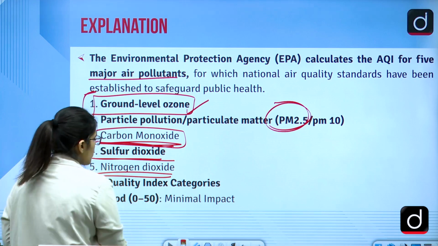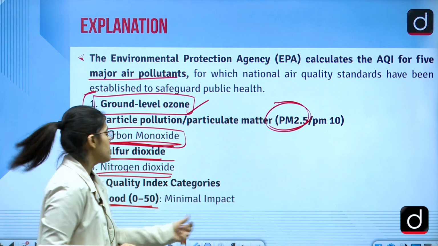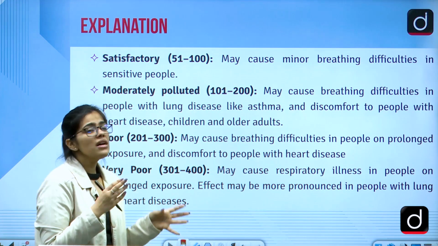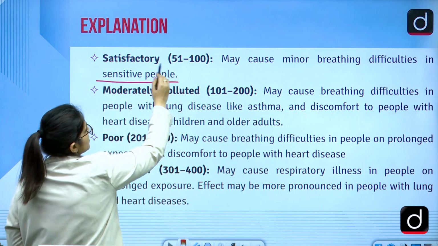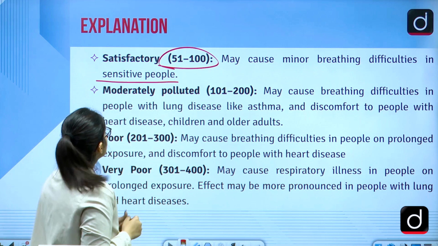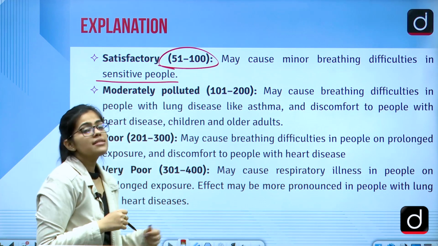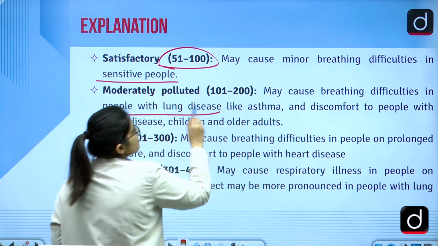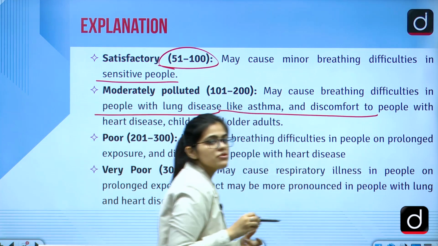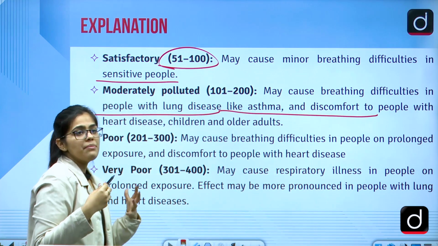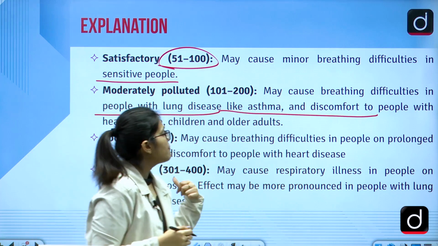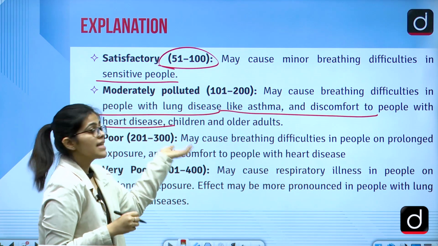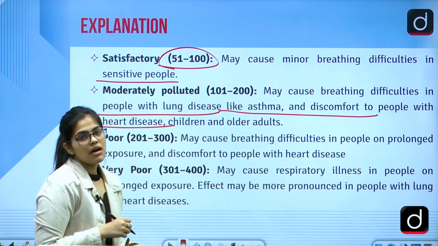So let us see. The good, that is 0 to 50, has a minimum impact on the people, and then we have the satisfactory level. It may cause minor breathing difficulties to sensitive people. It ranges from 51 to 100. Then we have moderately polluted, that is 101 to 200. It may cause breathing difficulties in people with lung diseases. There can be asthmatic patients who can have discomfort, and discomfort for people who have heart diseases. It can also make adults and children uncomfortable.